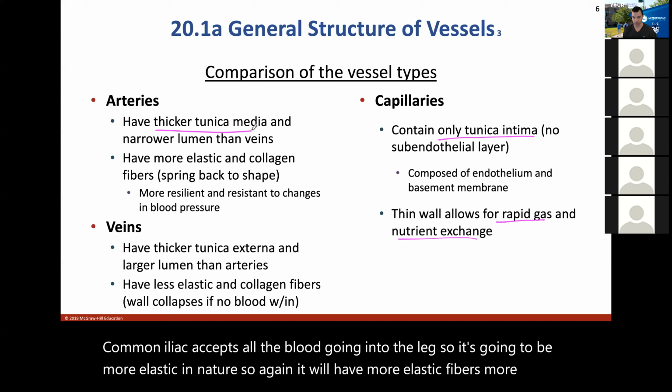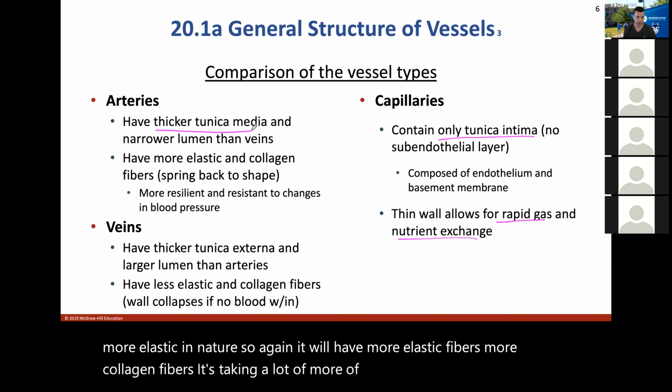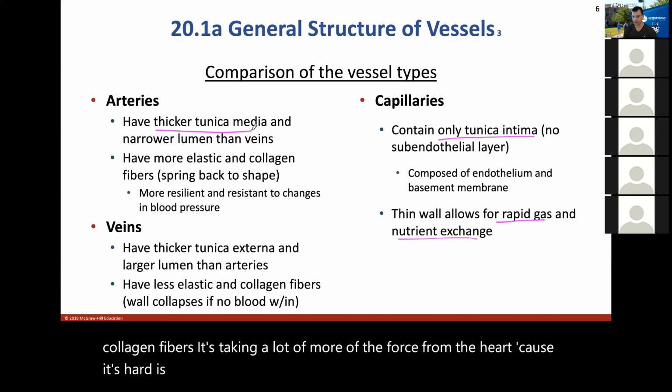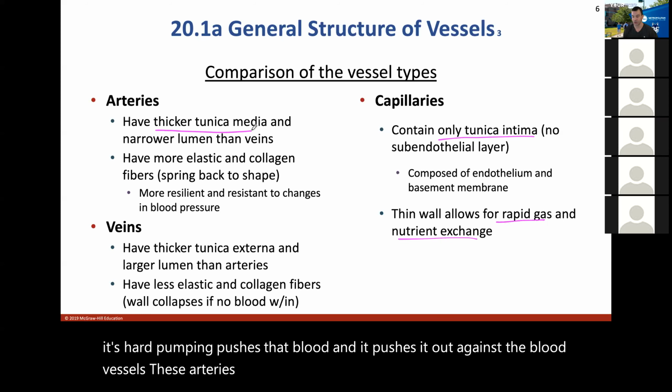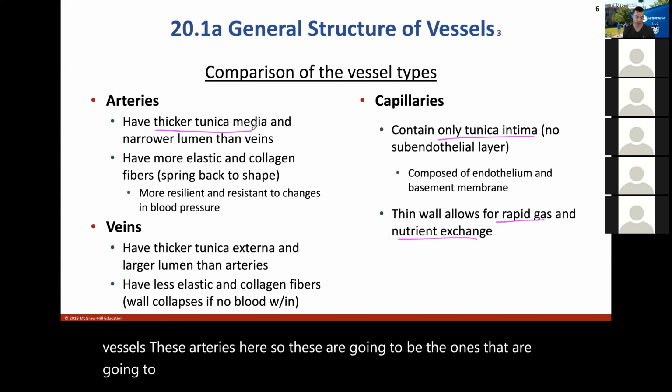It's taking a lot more of the force from the heart, because the heart is pumping and pushes that blood out against the blood vessels, these arteries here. So these are going to be the ones that need more collagen and elastic compared to a vein.